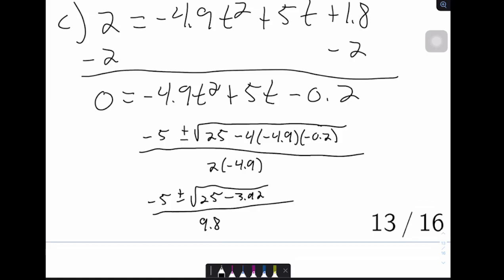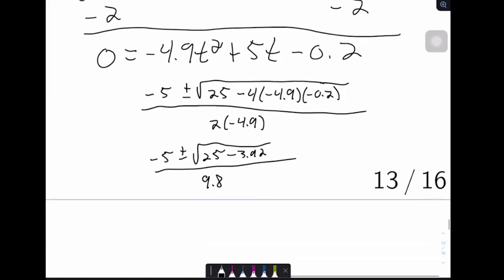Forgot a calculator, folks. Okay, so then let's go ahead and do that. Square root of 25 minus negative 3.92. I get an ugly number, but it's a number, so we get negative 5. That's supposed to be negative 9.8. I'm going to take the negative because I know it's going to work, because on the bottom I've got a negative.